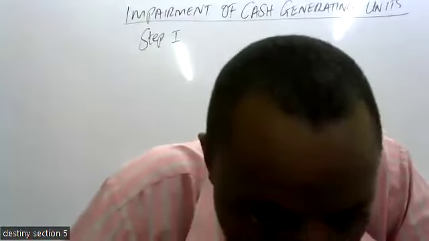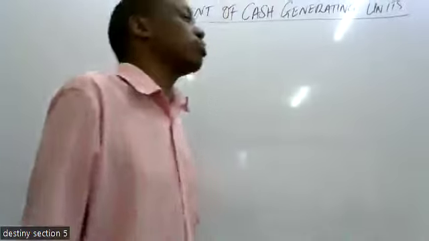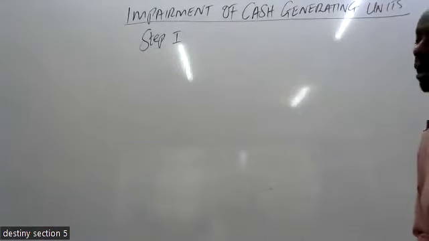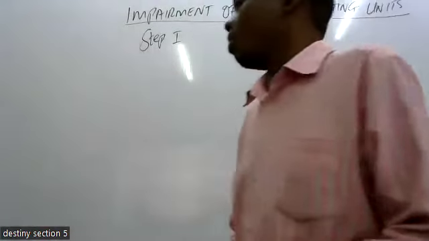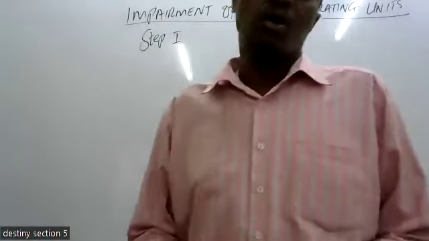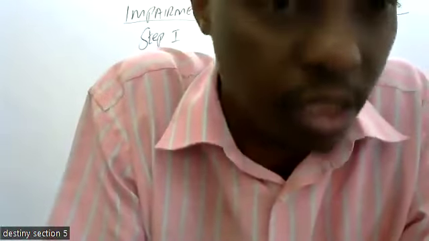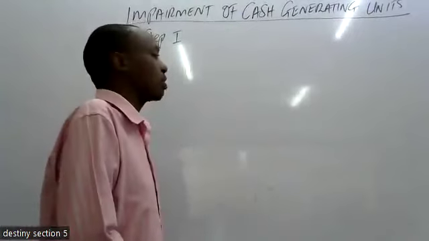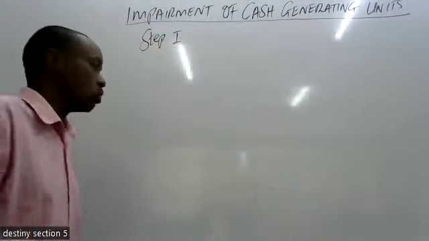Step two. Determine the carrying amount of the assets of each CGU, of each cash generating unit.